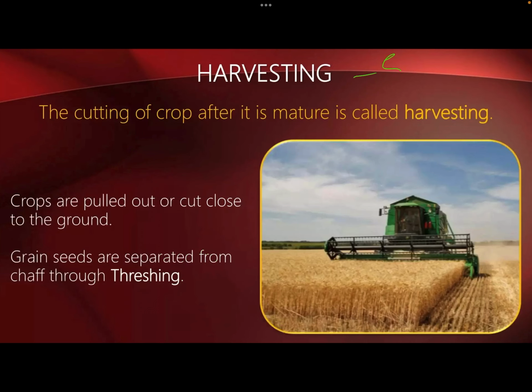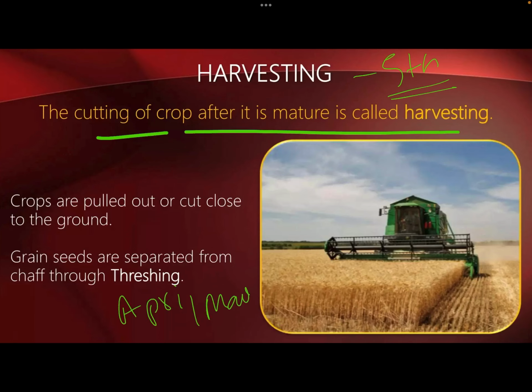Now coming to our fifth step, which is harvesting. The cutting of crops after they mature is known as harvesting. So the 2 months which were the gap between kharif crops and rabi crops, April and May, are the 2 months where the harvesting of the crops is done. When the crop is fully grown, then the harvesting is done. We can see over here, by a machine, the crop is being cut down.